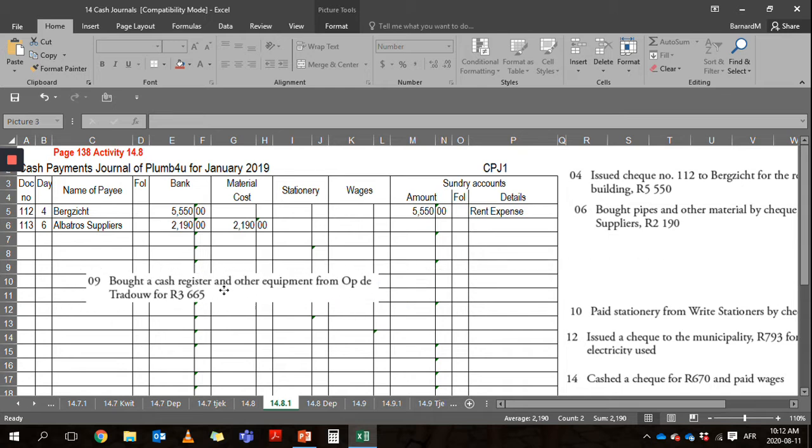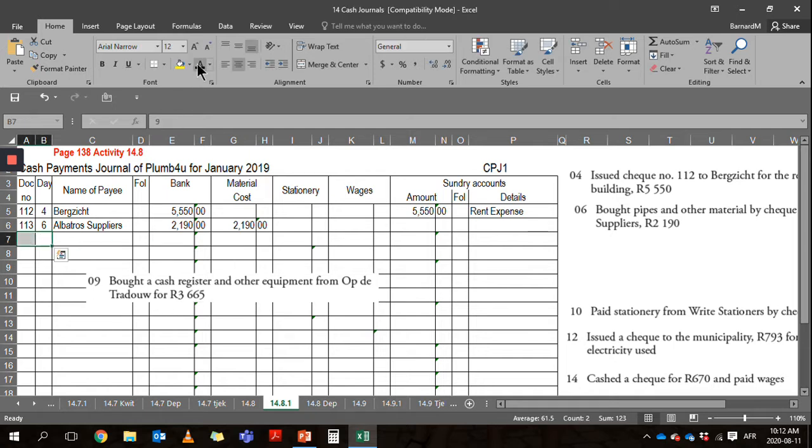The next one is on the 9th, and the 9th says bought a cash register and other equipment from Op de Trudeau for 3,665. So that will go in my CPJ as well. It will be the next check number. It will be Op de Trudeau, and it will be for 3,665. They're talking about a cash register here and equipment. We don't have equipment here, so we're going to put it in the sundries.